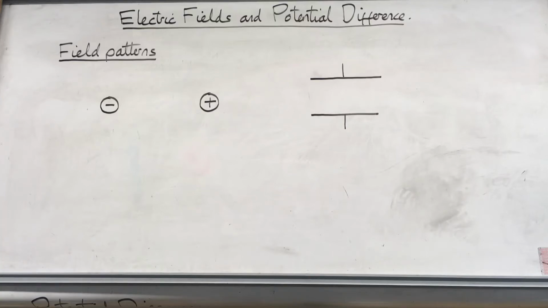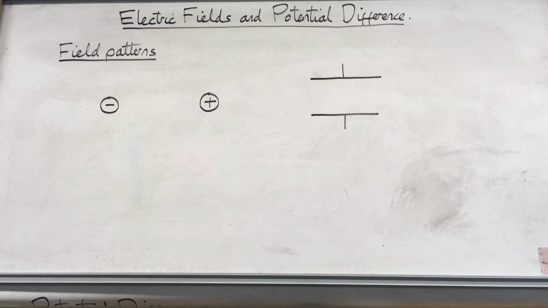Electric fields and potential difference, as the heading suggests. As you're aware, a mass in a gravitational field experiences a force, and that force is in a specific direction, and a mass above the surface of the planet Earth experiences a weight force directly downwards. The directly downwards is the direction of the gravitational field.